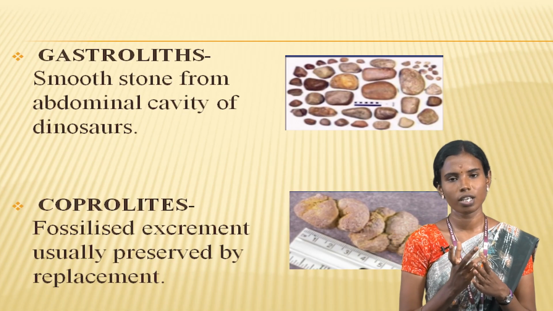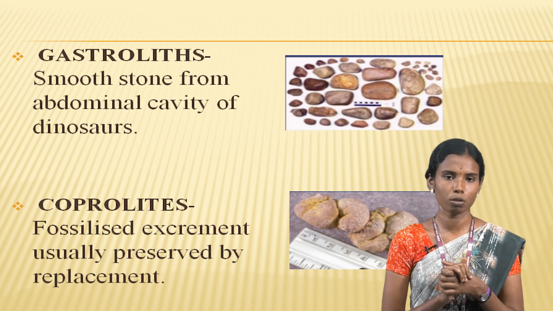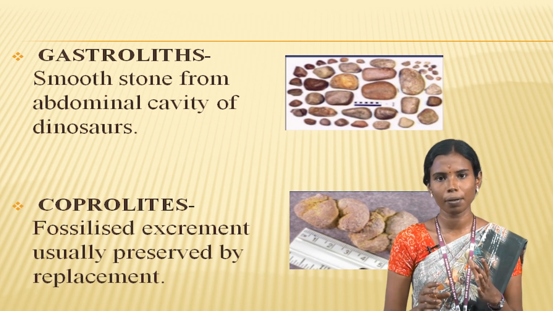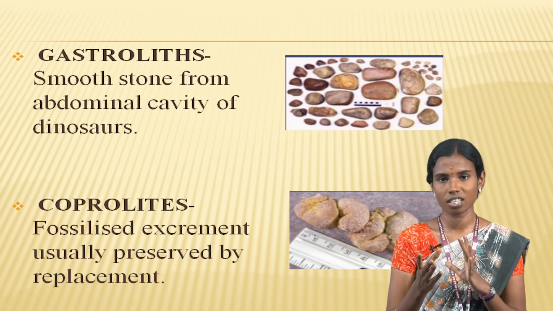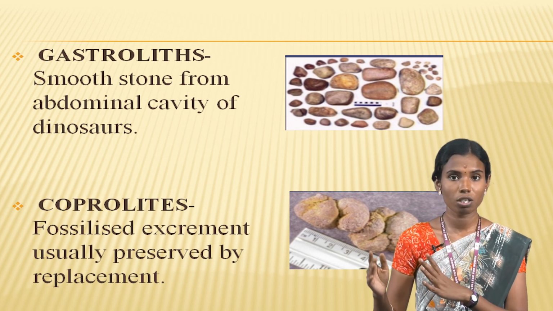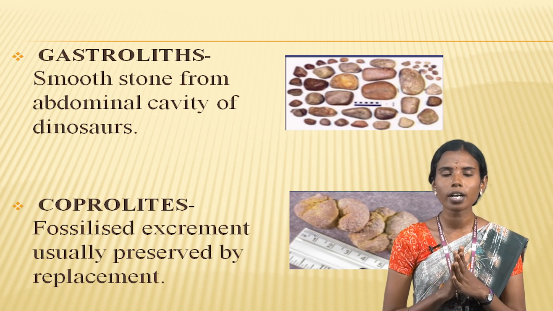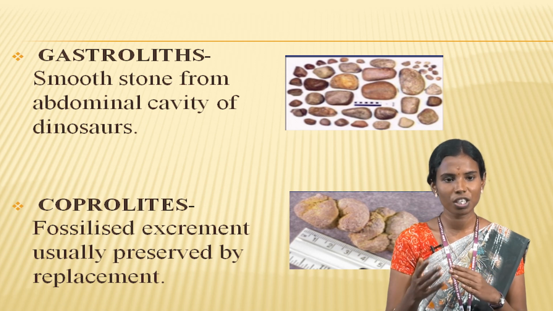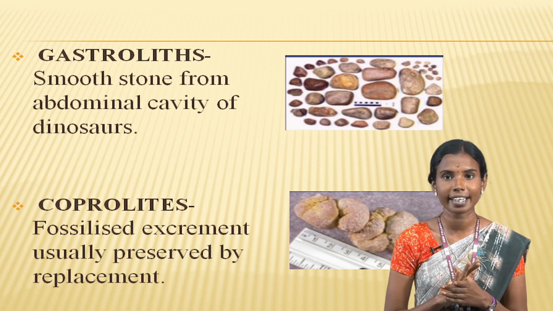So what is a gastrolith? It's a smooth stone from the abdominal cavity of a dinosaur. So the abdominal cavity of a dinosaur has a stone called a gastrolith. By seeing a gastrolith, we can say that there was a dinosaur once lived in this place. Next one is the coprolites. Coprolites are fossilized excretions of a species, usually preserved by a replacement process like a cast.